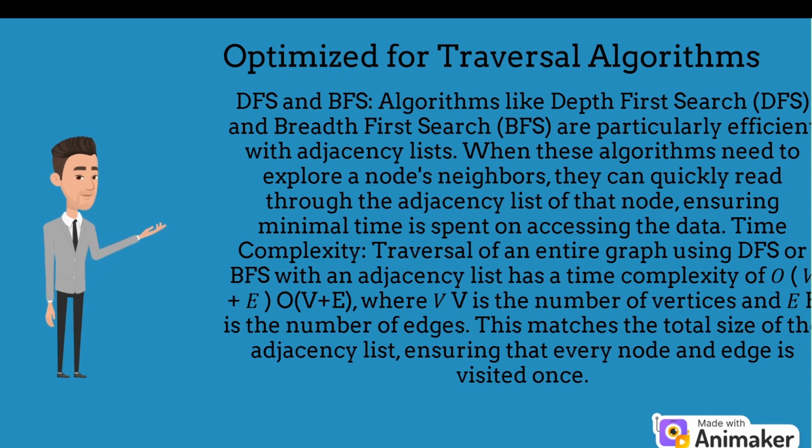Time complexity. Traversal of an entire graph using DFS or BFS with an adjacency list has a time complexity of order of V plus E, where V is the number of vertices and E is the number of edges. This matches the total size of the adjacency list, ensuring that every node and edge is visited once.